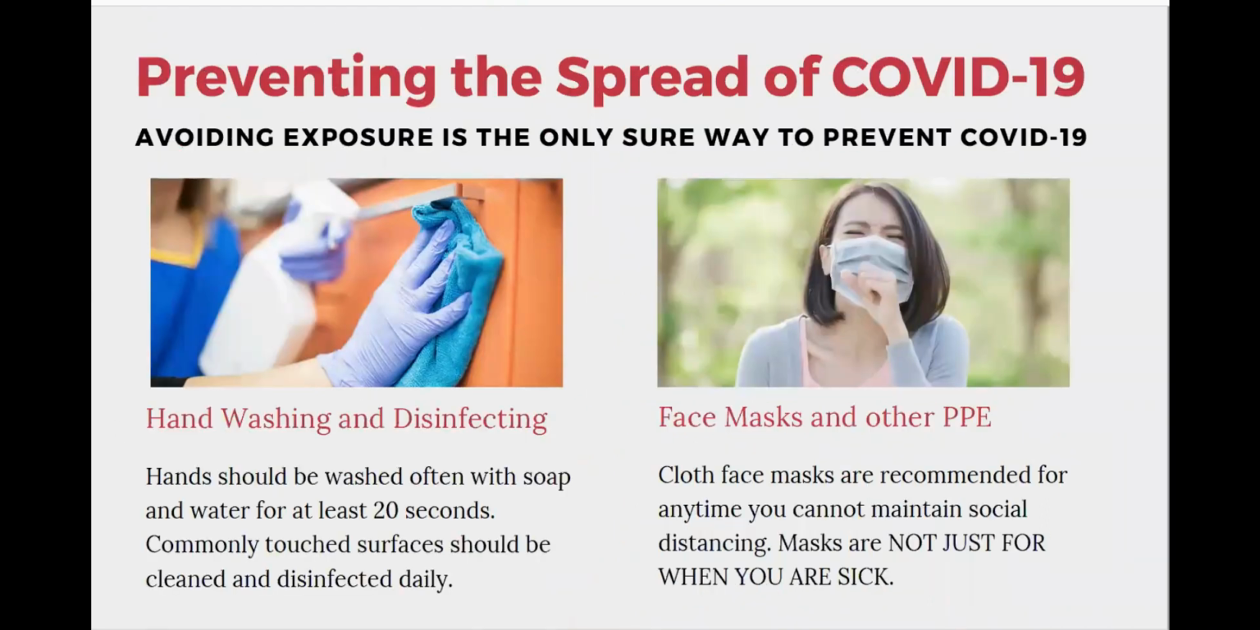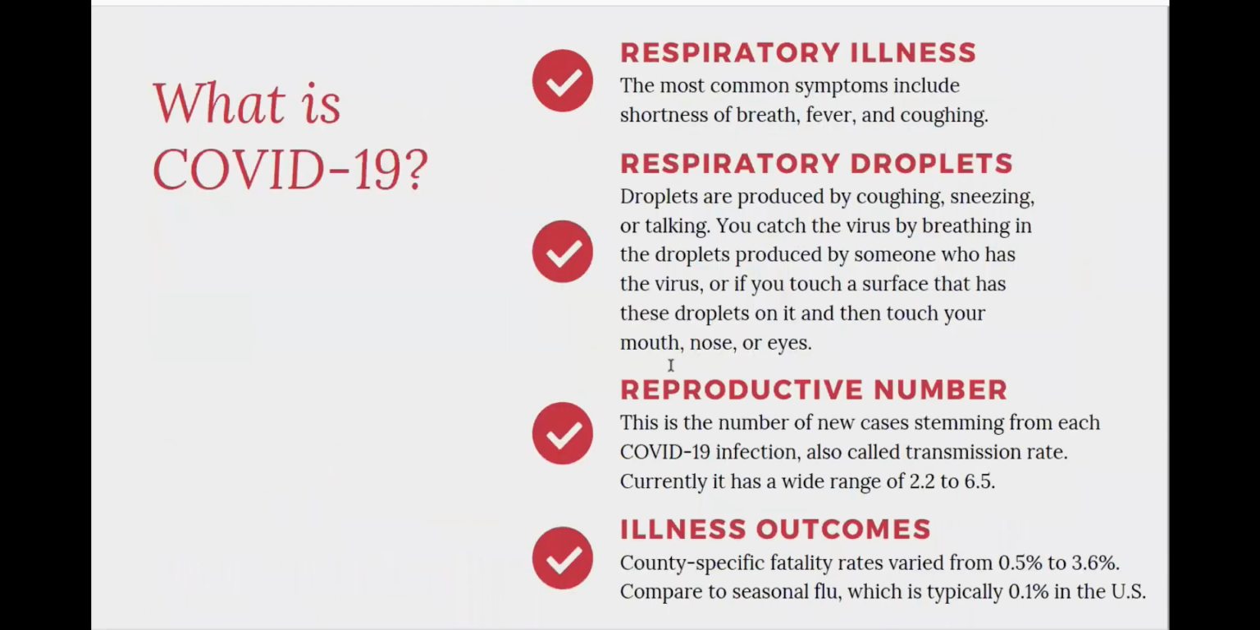Preventing the spread of COVID-19. Avoiding exposure is the only sure way to prevent COVID-19. This is very important because this is why we're doing social distancing. If I don't come in contact with anyone who is sick, I am protected from COVID-19. Anytime I have any contact with someone, I have an increased risk of that exposure because they could be sick and not know it.